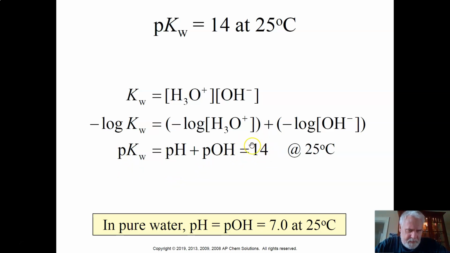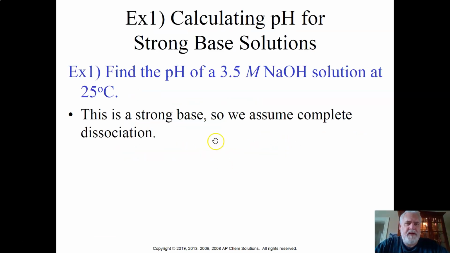Now this number is 10 to the 14th. It's actually a numerical value, so it's not really a measurement. So you don't have to worry about significant figures, and that allows you to do quick calculations. If you know one, you can figure out the other in terms of pH and pOH. So let's go ahead and look at this.